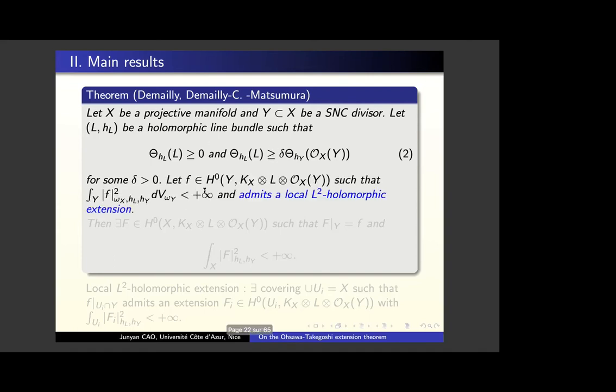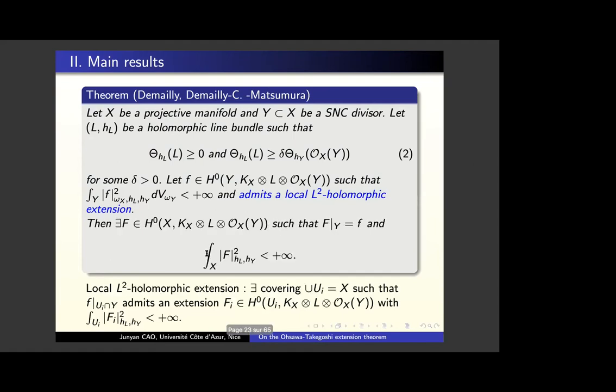in this case, for any section on the subvariety with this L2 norm condition, and also we should assume that it satisfies a local L2 extension condition, which I will explain later, we can find a holomorphic extension such that its L2 norm is bounded. But unfortunately, we cannot control its L2 norm by this norm. We don't have an effective control on its L2 norm. So that's our theorem.